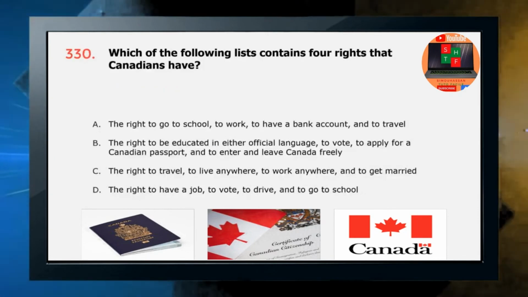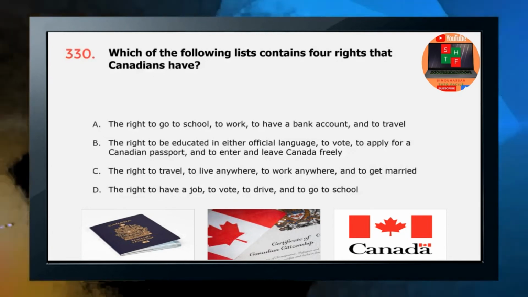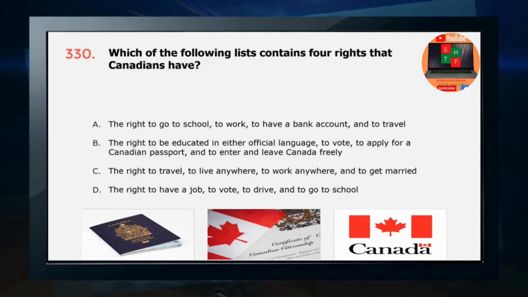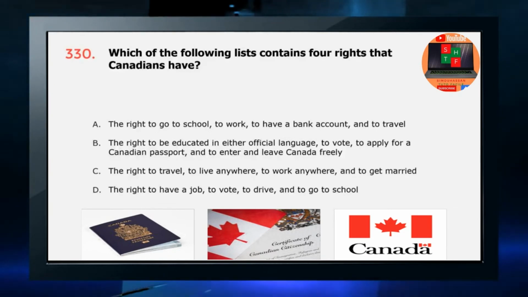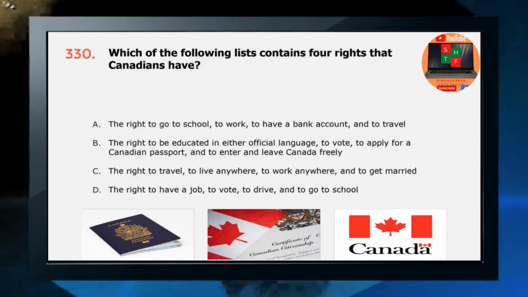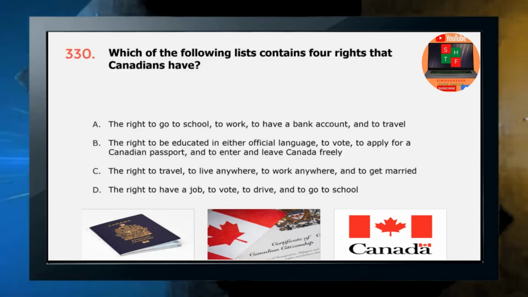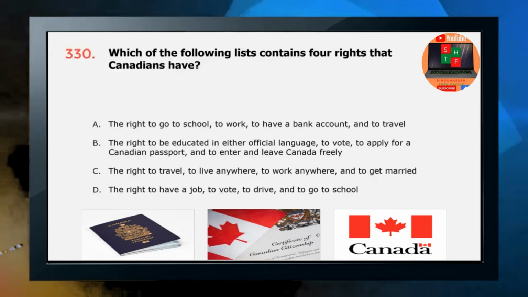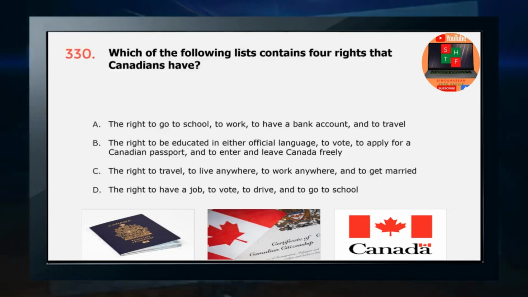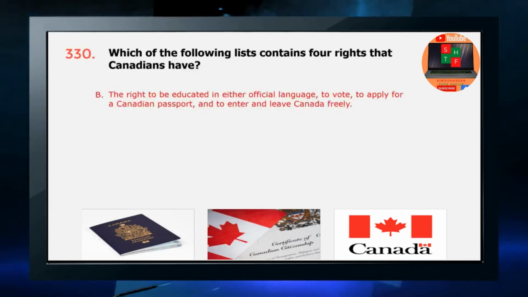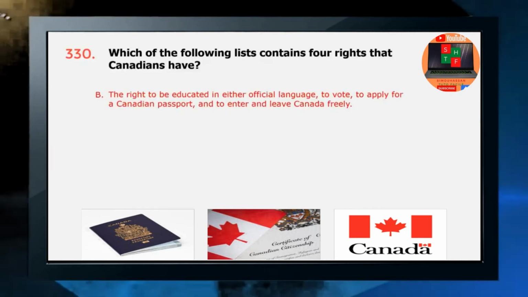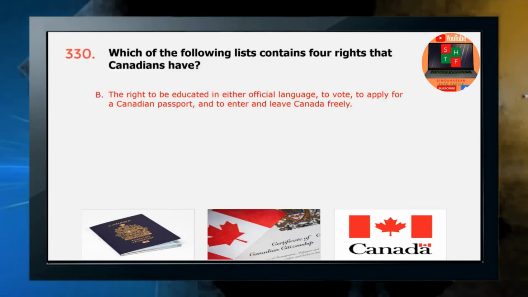Question 330. Which of the following lists contains four rights that Canadians have? A. The right to go to school, to work, to have a bank account, and to travel. B. The right to be educated in either official language, to vote, to apply for a Canadian passport, and to enter and leave Canada freely. C. The right to travel, to live anywhere, to work anywhere, and to get married. D. The right to have a job, to vote, to drive, and to go to school. The answer is B. The right to be educated in either official language, to vote, to apply for a Canadian passport, and to enter and leave Canada freely.